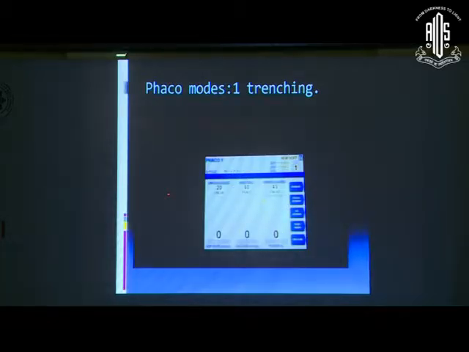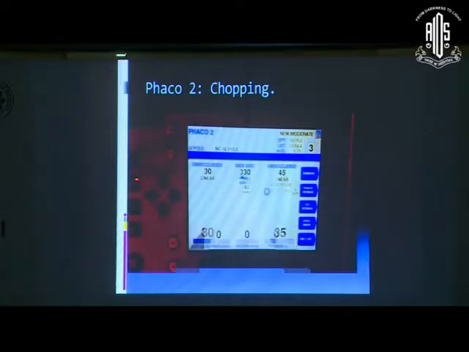There are different modes for different steps of surgery. This is just a screenshot of the machine. When we are doing the trenching, you have aspiration, vacuum, and the power set, preset. And below what's shown as 0 is as you start the machine, how much of it is you are using will be displayed there. This is not a video, this is just a picture.